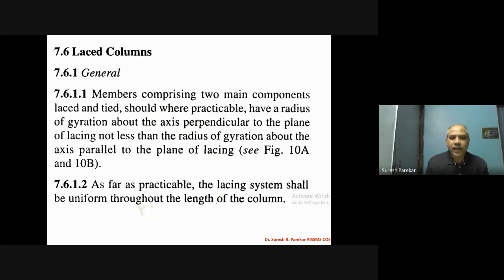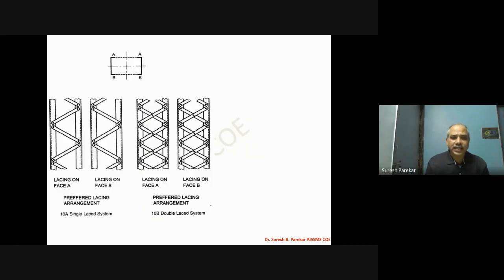Here my radius of gyration about the axis perpendicular to the plane of lacing, that is RYY, should not be less than the radius of gyration about the axis parallel to the plane of lacing, that is RZZ. Then we have to go for a lacing system uniform throughout the length of the column. If you see this diagram, we have this as a mirror image. You can see for A we have lacing on this side, and for B on the opposite side. This is preferred, and this is given in IS.